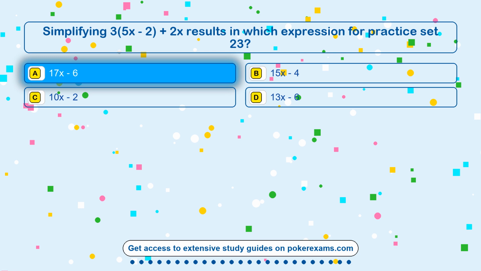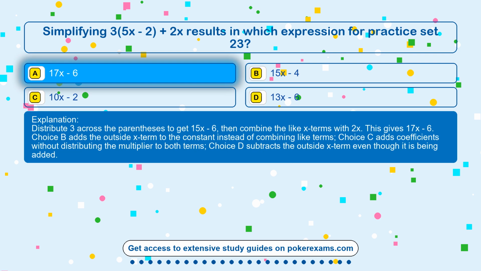The correct answer is option A, 17x minus 6. Distribute 3 across the parentheses to get 15x minus 6, then combine the like x terms with 2x. This gives 17x minus 6. Choice B adds the outside x term to the constant instead of combining like terms. Choice C adds coefficients without distributing the multiplier to both terms. Choice D subtracts the outside x term even though it is being added.